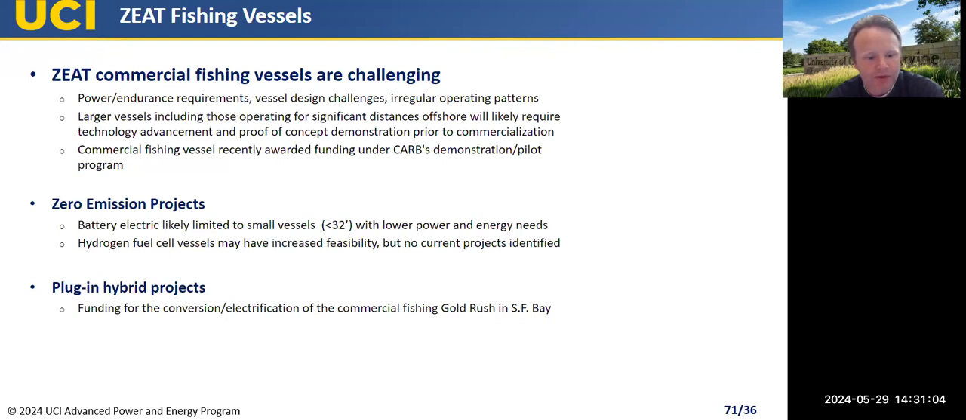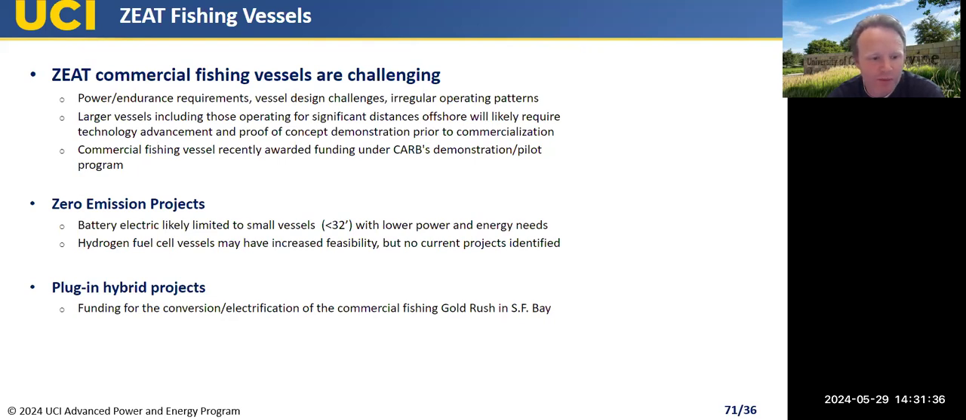There are some opportunities for zero emission projects. It's somewhat niche, but there are small nearshore coastal operations. I'll talk a little bit more about that in the US and world examples in the next section. So potentially the smaller vessels with very low power and energy needs could do zero emissions, things like lobster boats, which is what I'll talk about. It may be more feasible to do hydrogen fuel cell vessels because they have extended ranges and refueling times, but even that will be challenging.